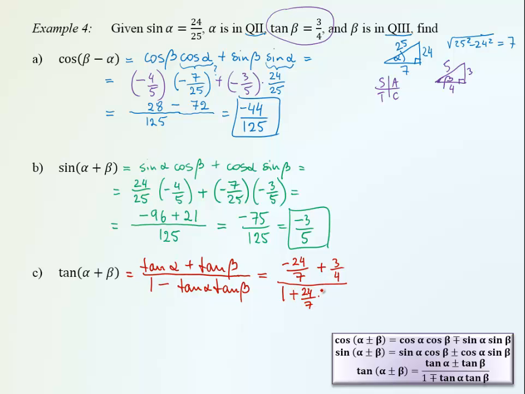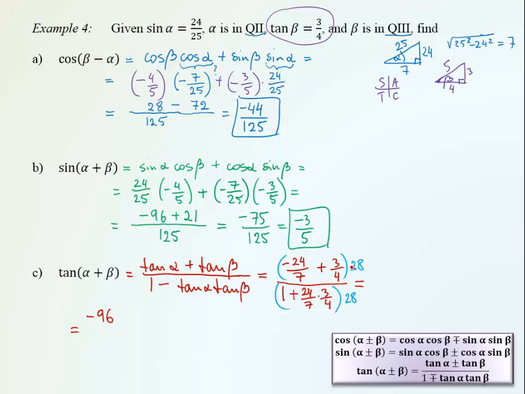24/7 times 3/4. And now the whole thing is to simplify this expression. Since this is a complex fraction, it's a good idea to multiply the very top and the bottom by a common denominator. So let's multiply this by 28, which is 7 times 4. So 28 times the first fraction is like 4 times negative 24. So we end up with negative 96.